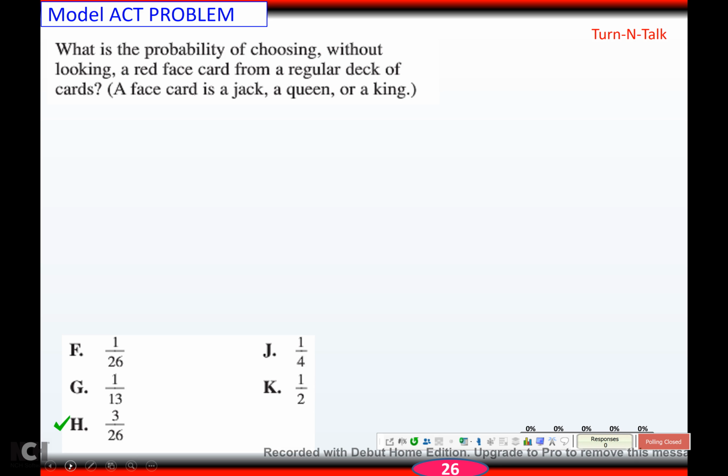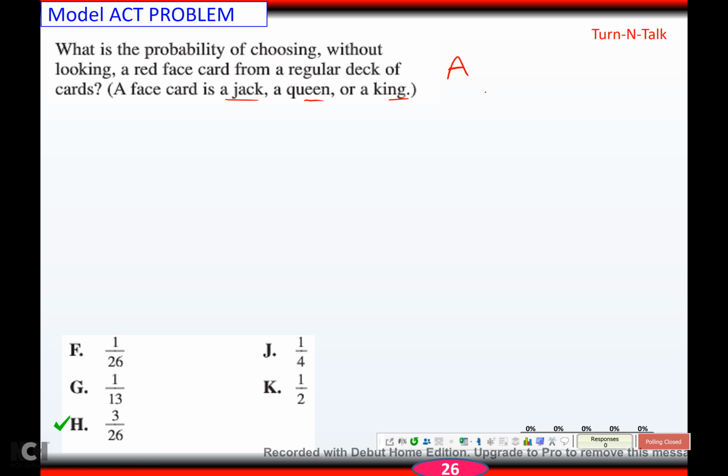And hopefully you got 3 out of 26. It says, what is the probability of choosing without looking a red face card from a regular deck of cards? And they're telling you their definition of a face card is a jack, queen, or king, because a lot of people consider the ace a face card, but they're saying no.